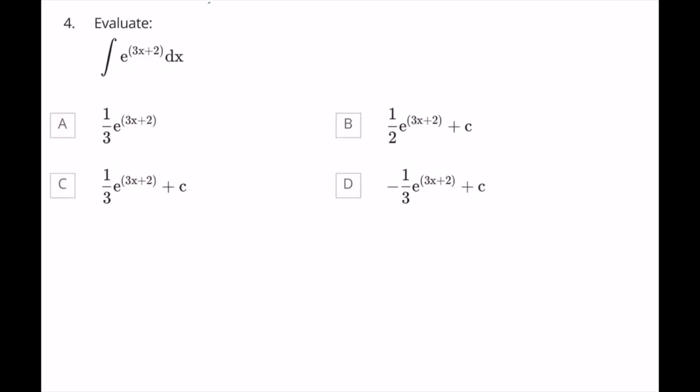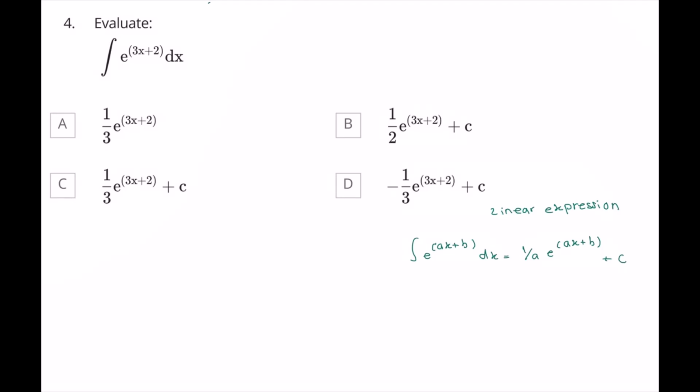Evaluate the indefinite integral of e to the power of 3x plus 2 dx. Here we have a new rule, which is called the linear expression, which is the indefinite integral of e to the power of ax plus b dx equals 1 over a, where a is the coefficient of x, times e to the power of ax plus b plus c. By applying this rule, we can evaluate this indefinite integral.